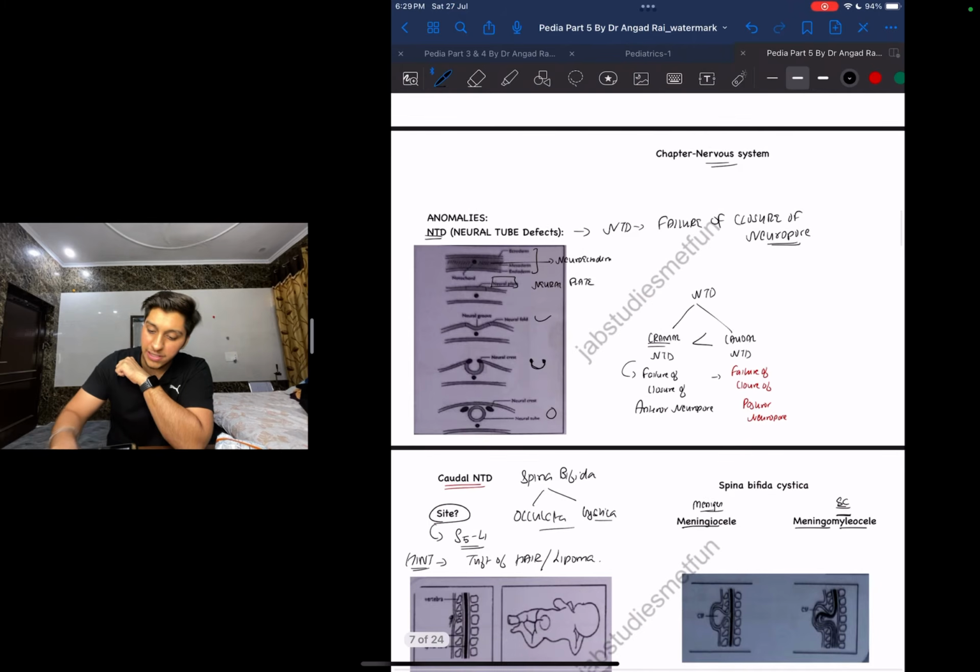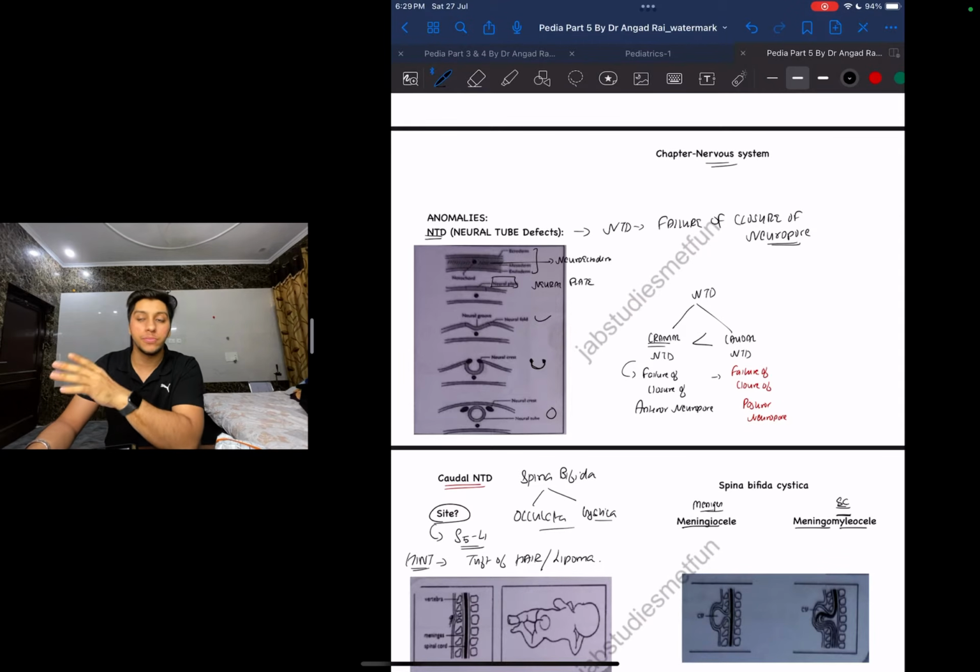Talking about our next system, that is going to be your nervous system. In our nervous system, what you have to remember is the neural tube defects. First of all, before studying the neural tube defects, we need to know how the neural tube is formed.